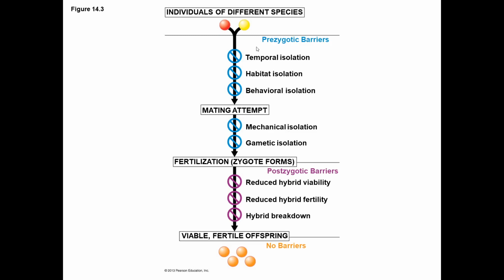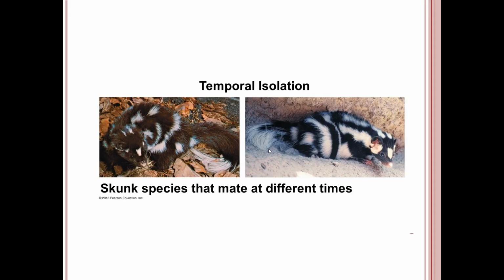Okay, so let's back up and start with these up here, beginning with temporal isolation. In temporal isolation, this has everything to do with timing. Now, we as humans don't really think about mating seasons, for example, because we don't really have to think about that. But most often, animal and plant species are only able to reproduce at very specific times.